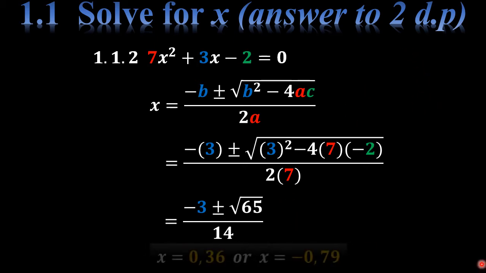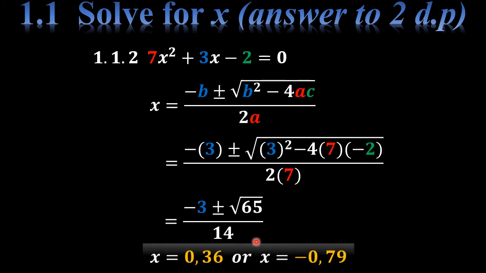So you use your calculator there, and if your calculator is working properly and you are able to use it and it's in the correct mode, it will give you x equals 0.36 or x equals minus 0.79. And then this is how it's going to be marked. You'll get the first mark for substituting into the correct formula and substituting correctly. And substituting correctly means what? It means you put everything inside the brackets.